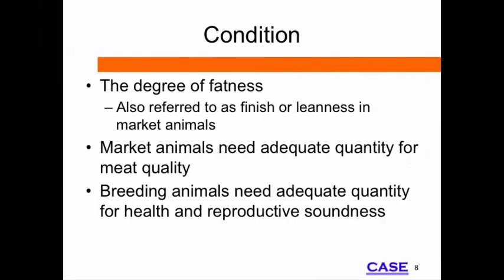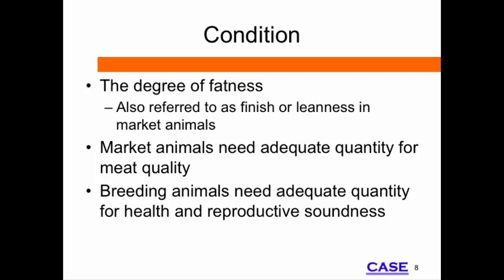The degree of fat on an animal is referred to as condition, finish, or leanness. The term used is determined by the production goal. Condition is used for breeding animals, while finish and leanness are typically attributed to market animals. The amount of fat a market animal has is economically important in both meat quality and cost of production. Meat animals with too little fat tend to produce meat that is dry and less flavorful.